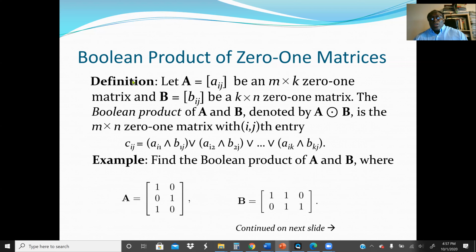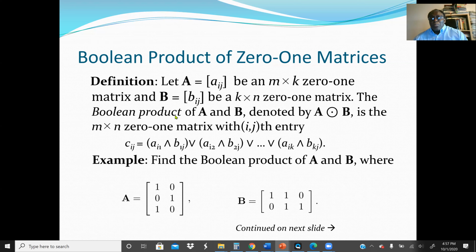So we can also do the Boolean product of 0,1 matrices. Here we say let A represent a_ij, which is the element of the matrix uppercase A, where ij is the position of the row and the column. And here we say this matrix should be an n by k 0,1 matrix. And we have matrix B, a k by n 0,1 matrix.